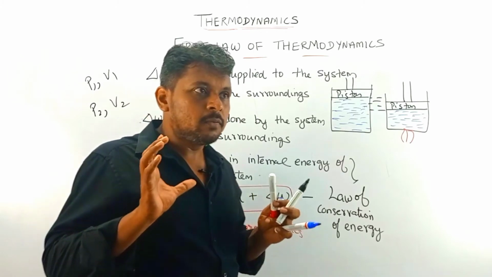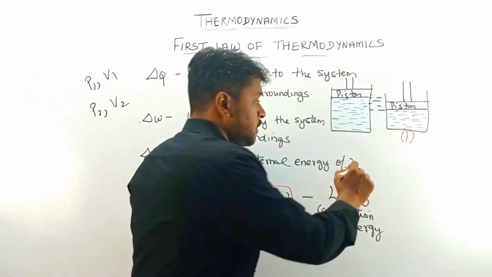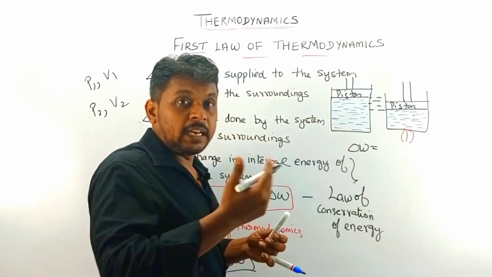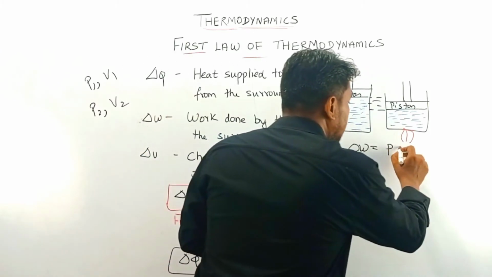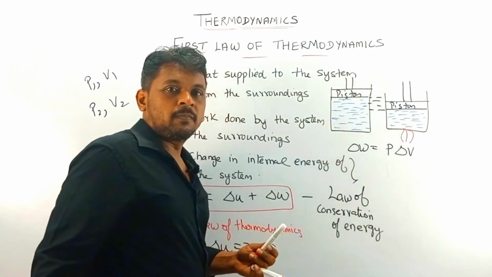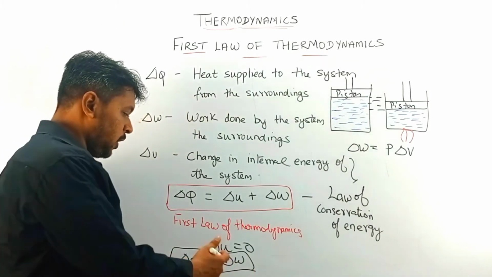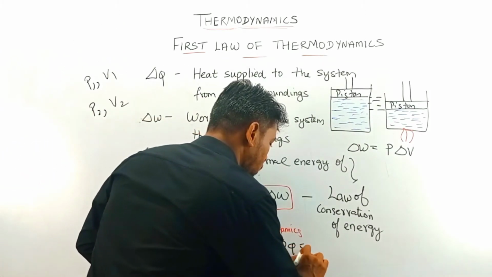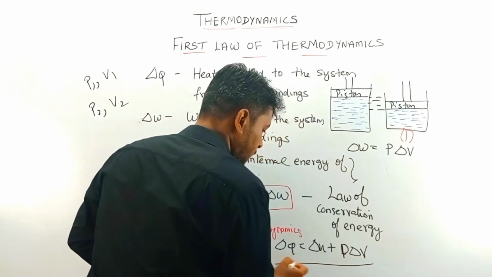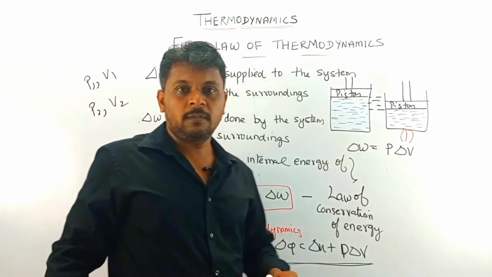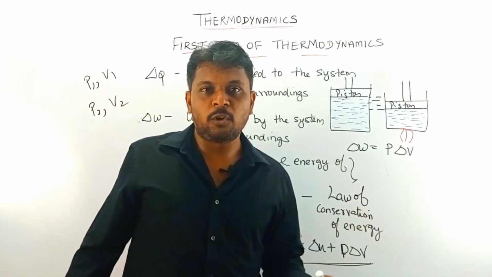Normally, what is work done in mechanics? It is force into displacement. In thermodynamics, in terms of force it is pressure, and in terms of displacement it is the change in volume. So delta W is written as pressure into change in volume. This equation can be written as delta Q equals delta U plus P delta V. This is also another equation.